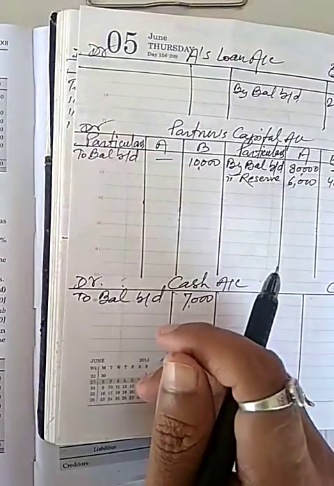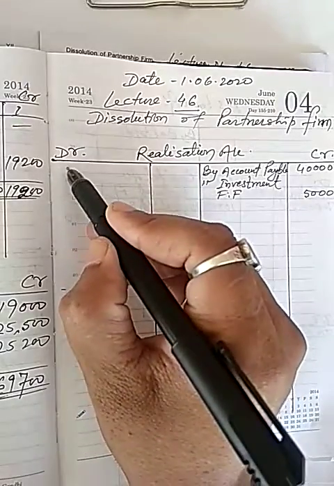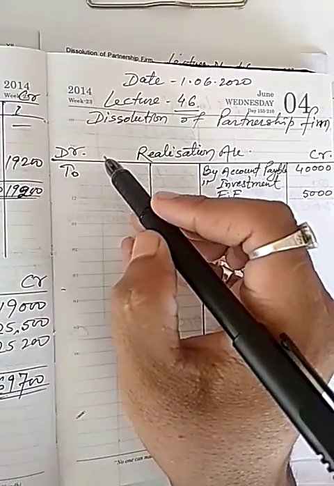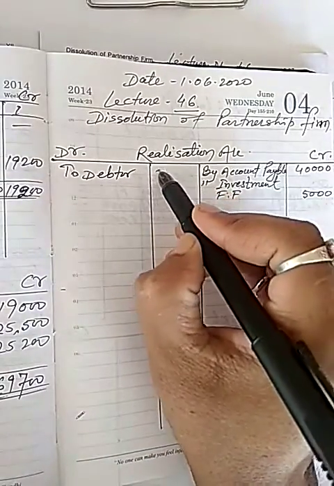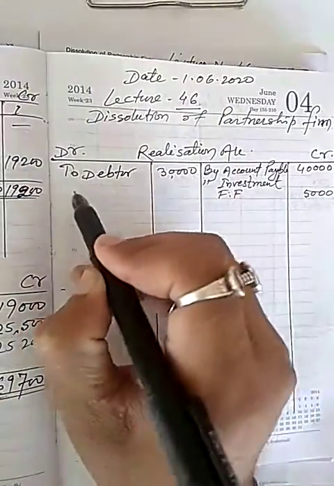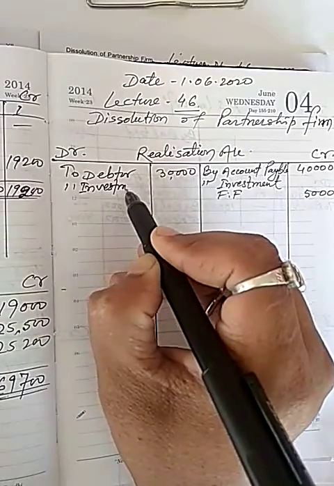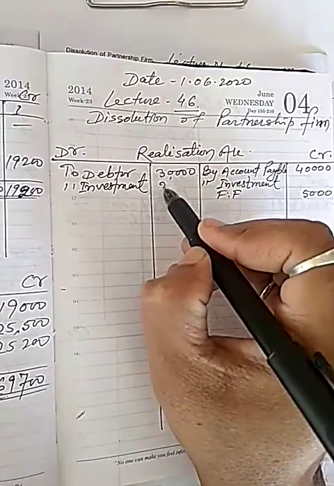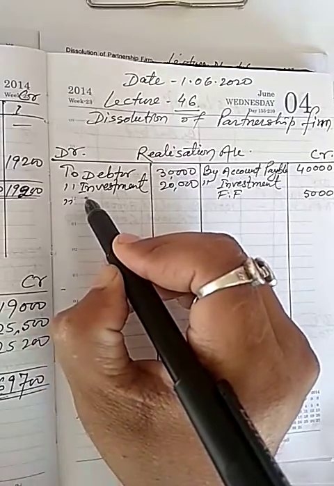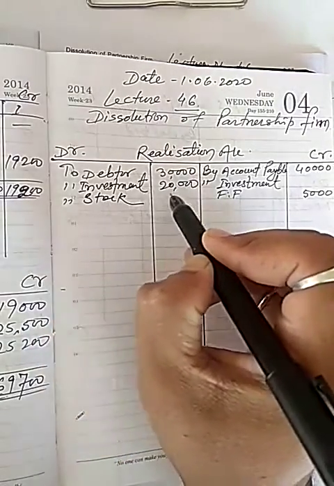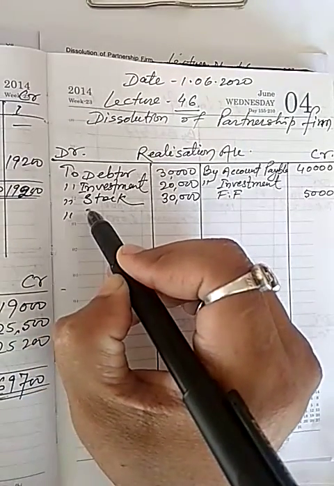Now in the realization account I will put the amount of debtors, 30,000 is given. Now second thing is investment. The amount given is 20,000. Now next thing is stock. The amount given is 30,000. Now furniture.